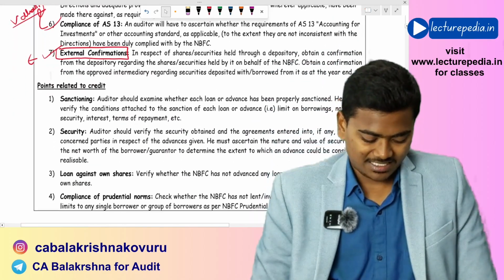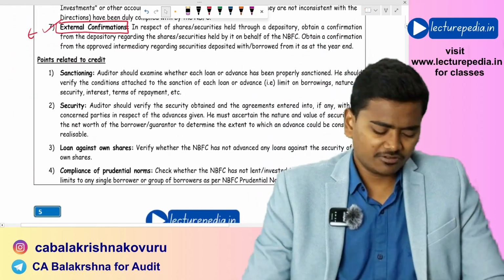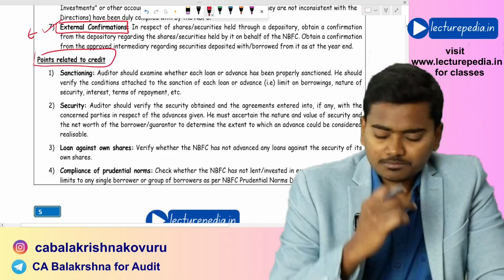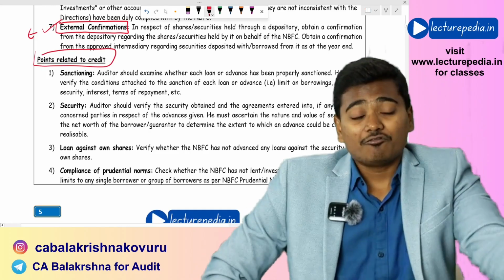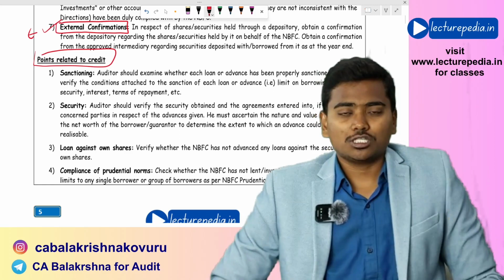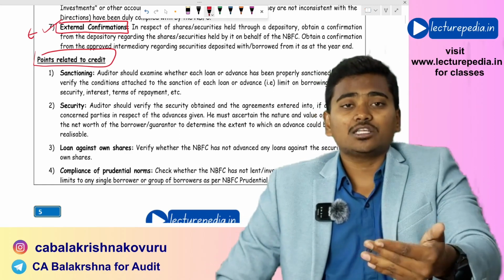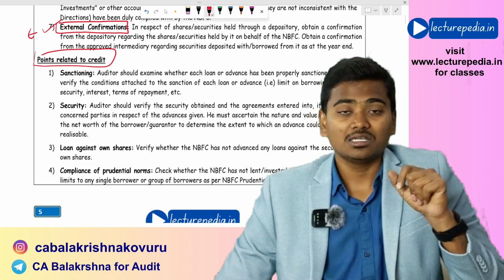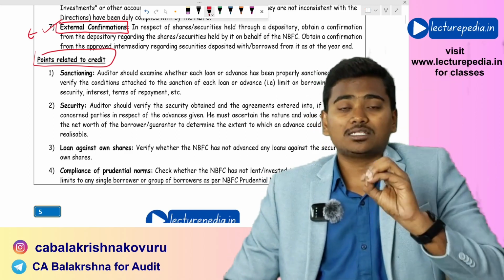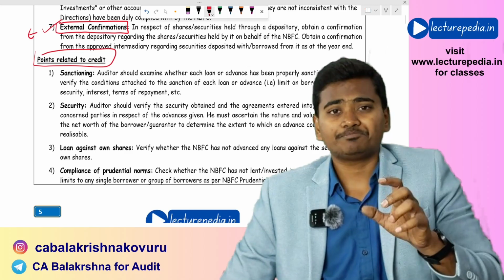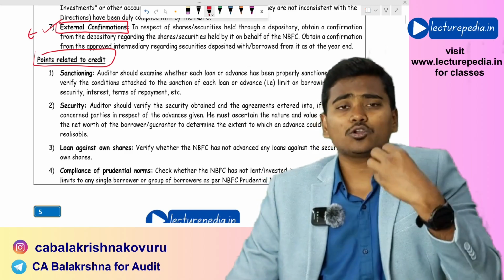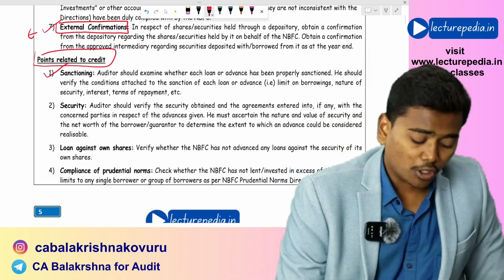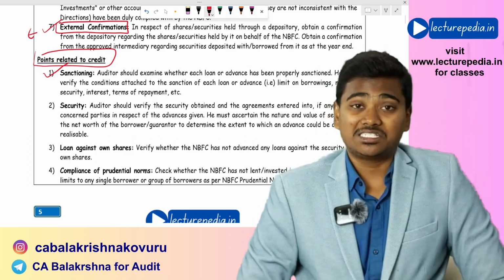Coming to credit, that means loans that have been given by NBFCs. Now, first of all, with respect to loans, whether proper sanctioning was present. At the time of sanctioning the loan, proper authorization must be present. Various documentations have to be kept. Whether all the procedures with respect to granting the loan, sanctioning the loan are followed or not, that auditor will check.